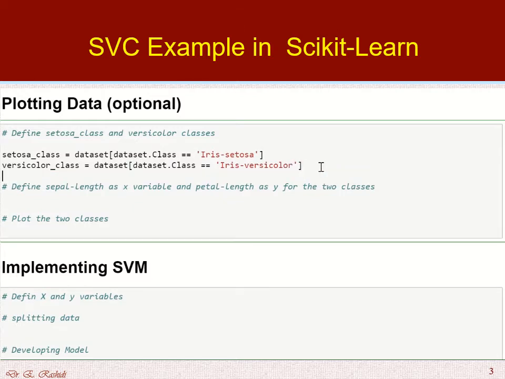All right. And we want to define the sepal length as x variable and petal length as y variable, because we only have these 2 feature variables. So one of them is going to be our x and the other one is going to be y. So we can actually plot the data.